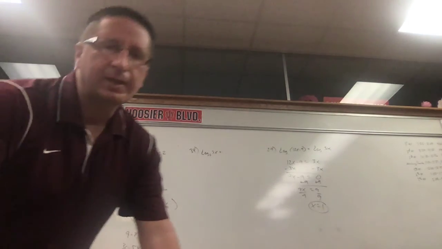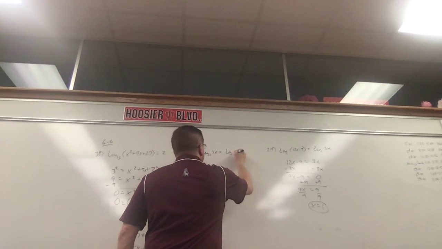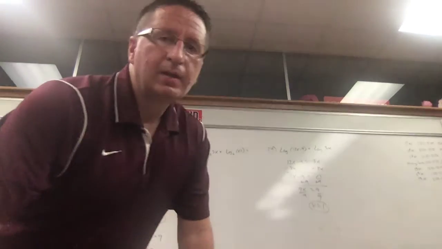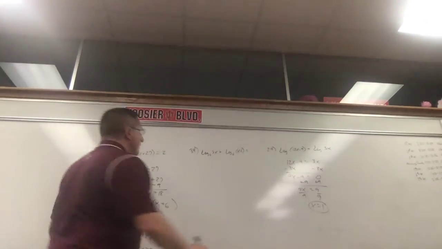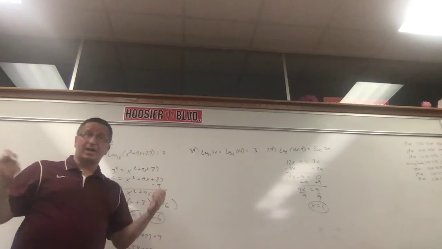Okay, make sure you write the problem down, right? Log base 6 of 3x plus log base 6 of x minus 1 equals 3. Well, in this case, now we can't just get rid of our logs. Yeah, there are two of them, but they're not one on each side. They're on the same side.